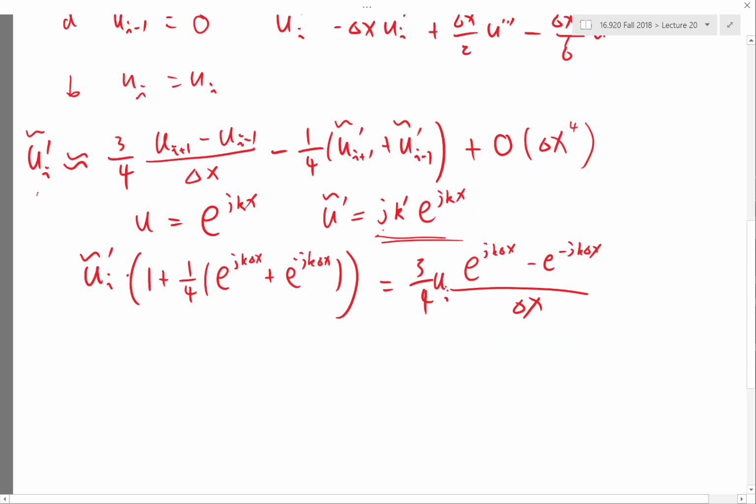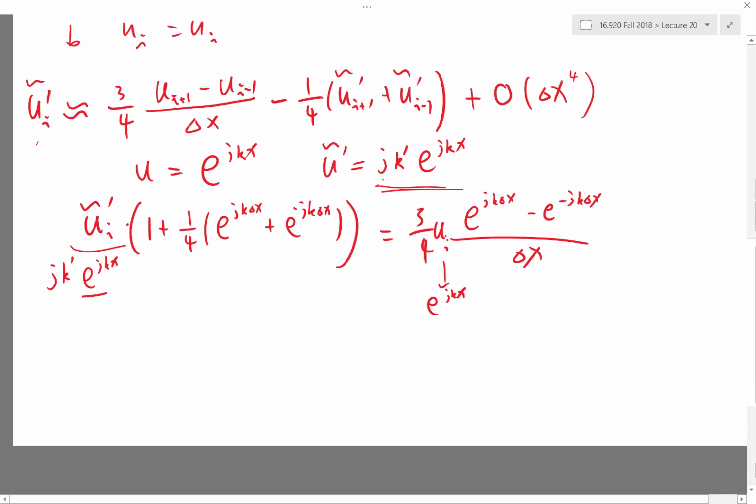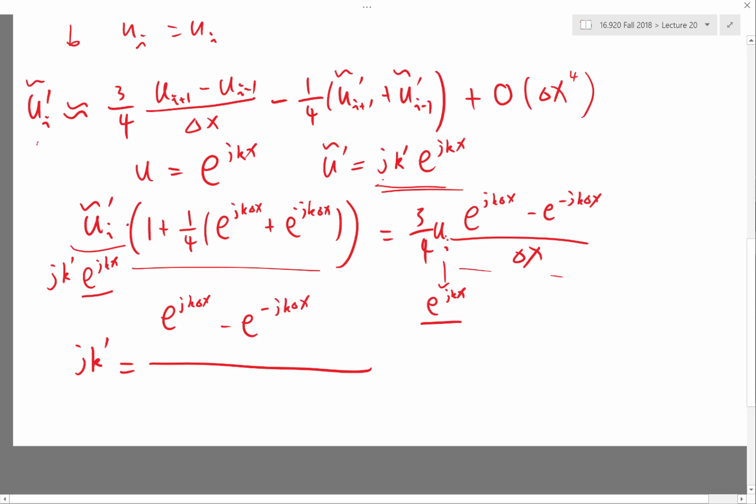Right, and if this is jk prime of e to the jkx and the u_i is e to the jkx, then this cancels and we can figure out that jk prime is going to be equal to the right hand side divided by the left hand side. So e to the jk delta x minus e to the minus jk delta x, divided by, sorry, I think we still have 3 over 4 divided by delta x, times 1 plus e to the jk delta x plus e to the minus jk delta x over 4. So this is what my modified wave number is going to be.